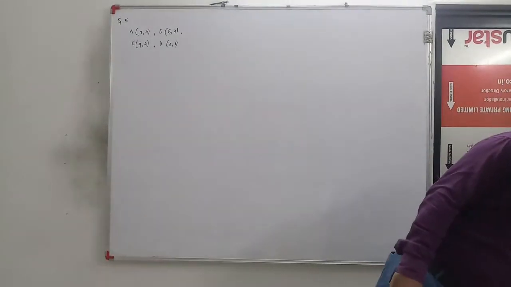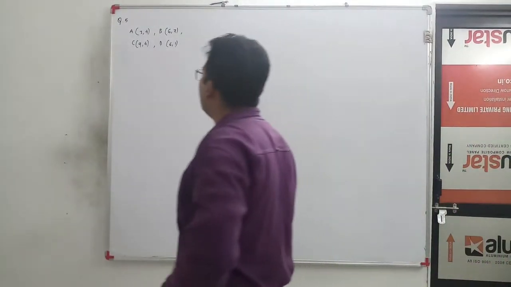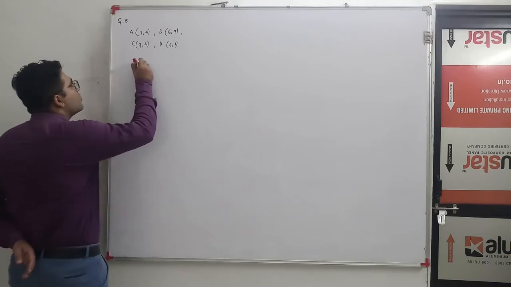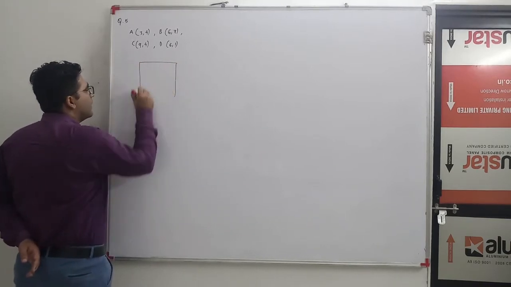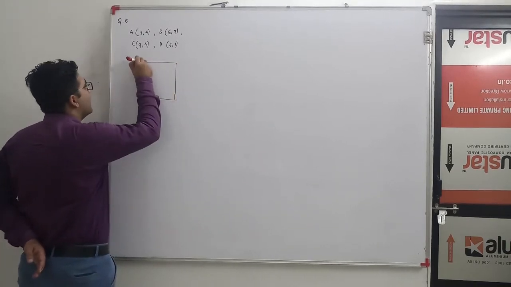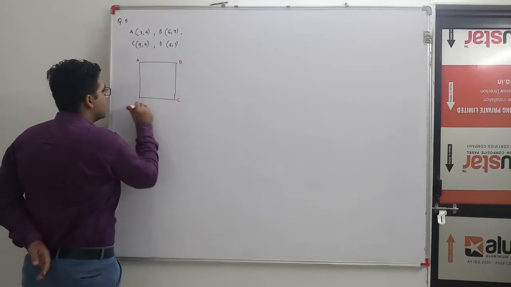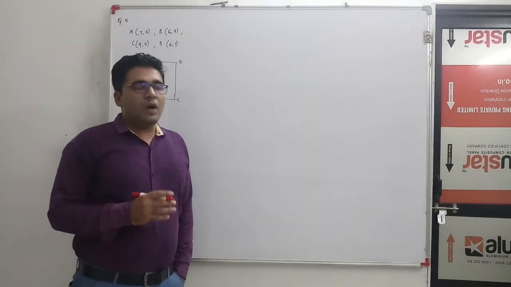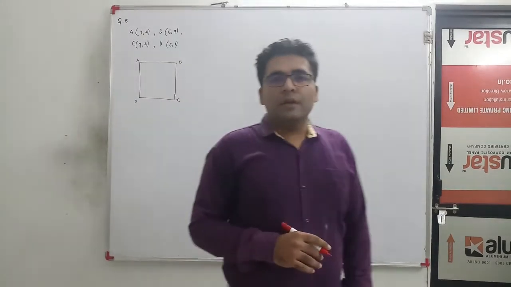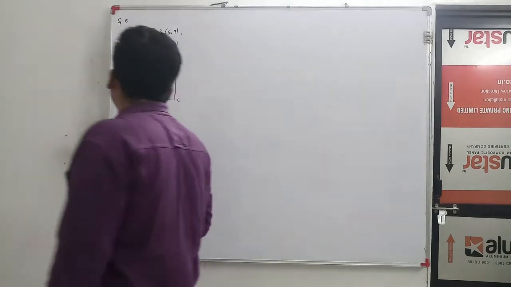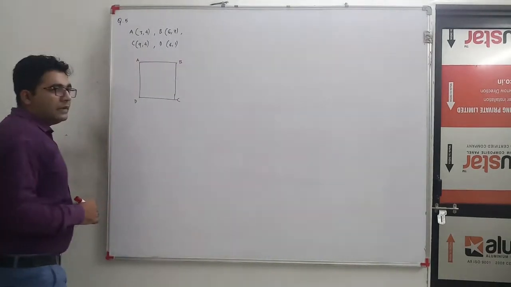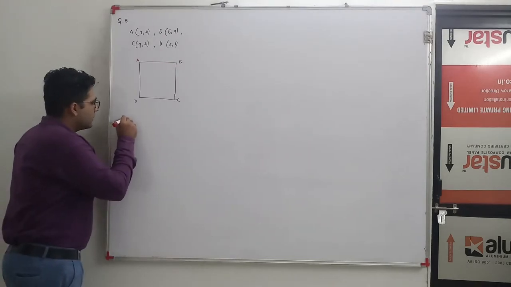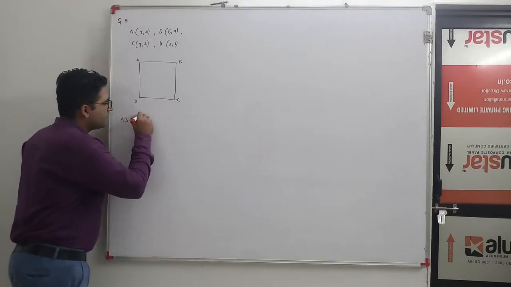So see, to show that any 4 points make a particular kind of quadrilateral, first I am drawing a basic quadrilateral ABCD. As per the conditions of a square, all sides are equal, and if any one of the angles is 90 degrees, then it is a square. So here I am finding all the distances. First I will find AB.